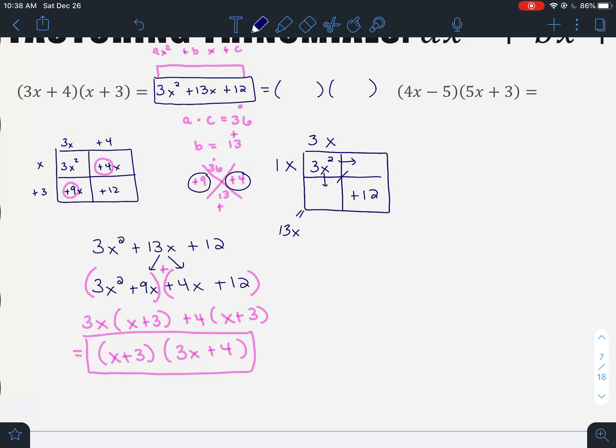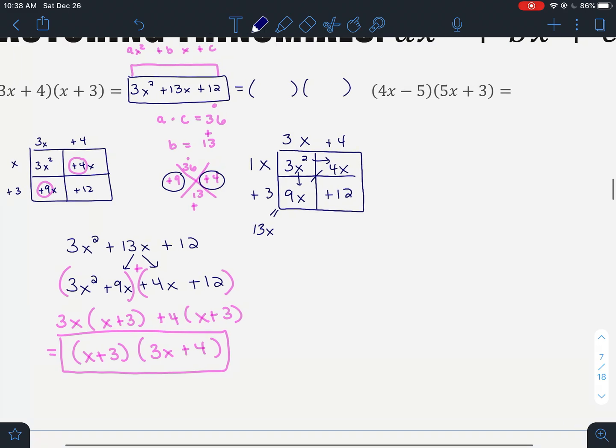So we've got to be careful this time because it's not just a straight multiply to 12 and add to 13 this time. It's a little bit different. So it's a lot of guessing and checking until you get the numbers that work. And so it would end up being the 9x and the 4x. And so it would end up being 4 and 3 to make this work out the way that you would want it to. All right, so when we factor this back out, we get x plus 3 times 3x plus 4.